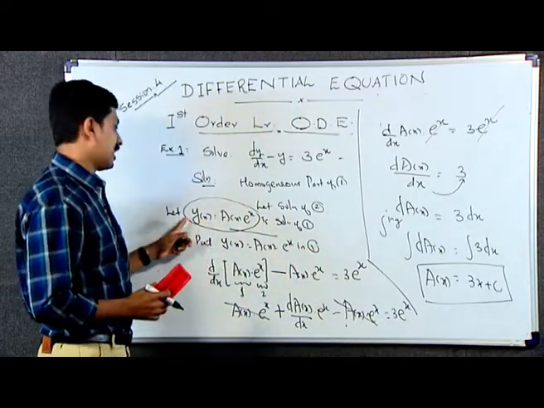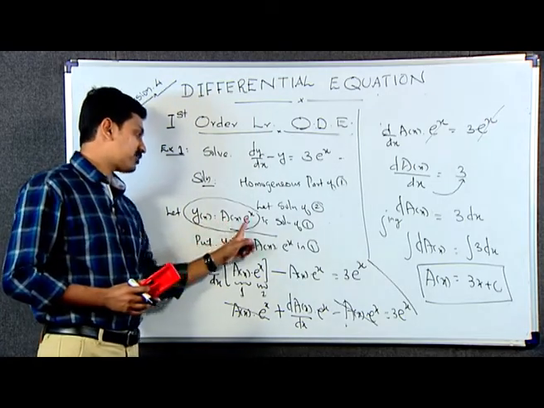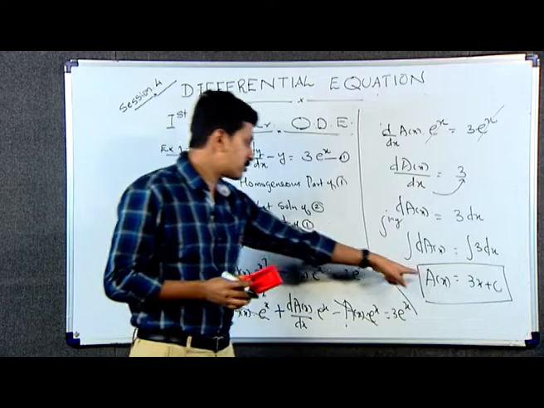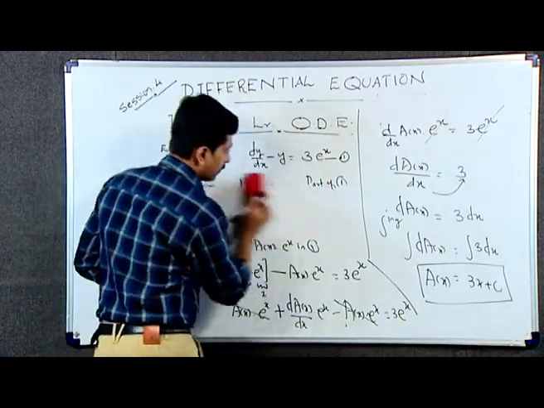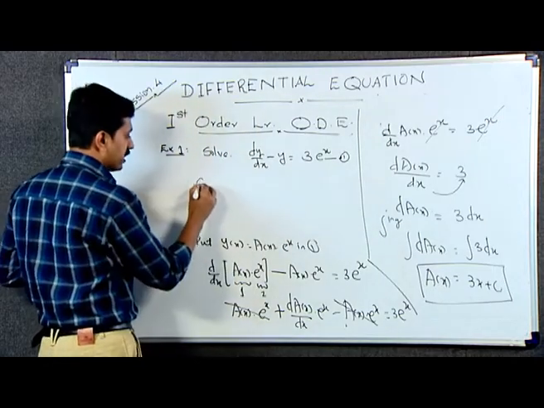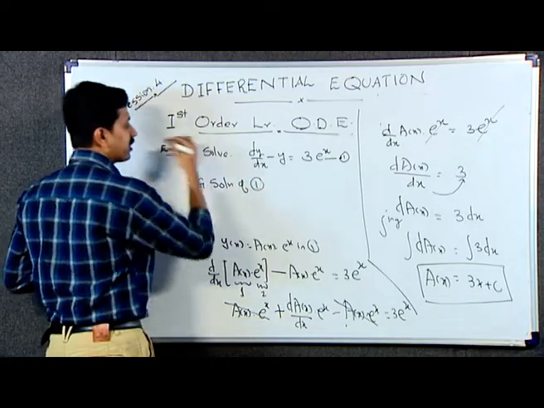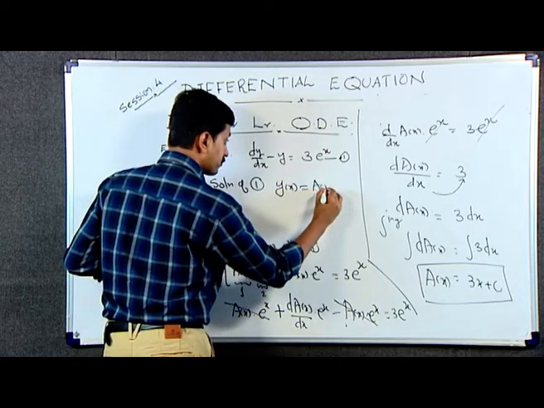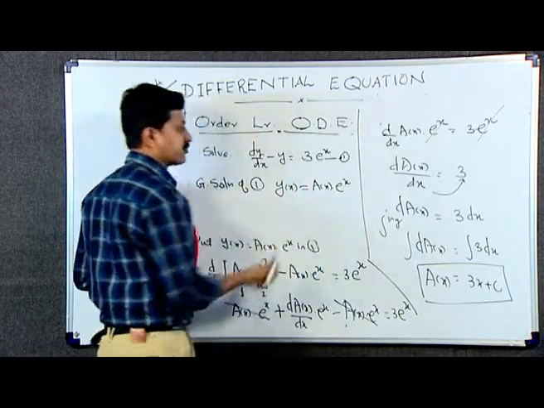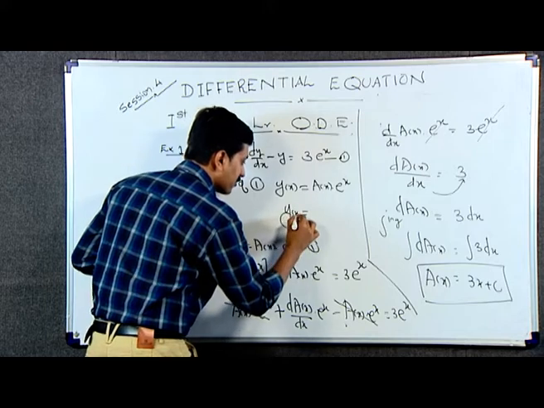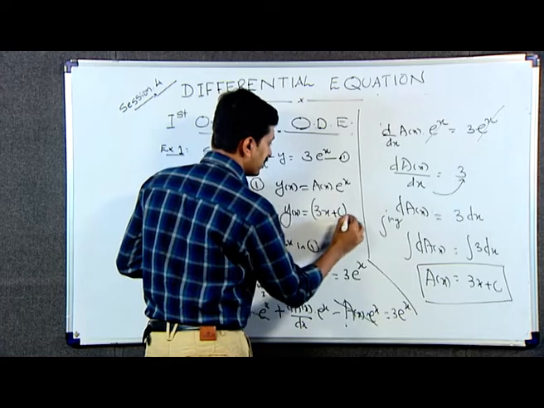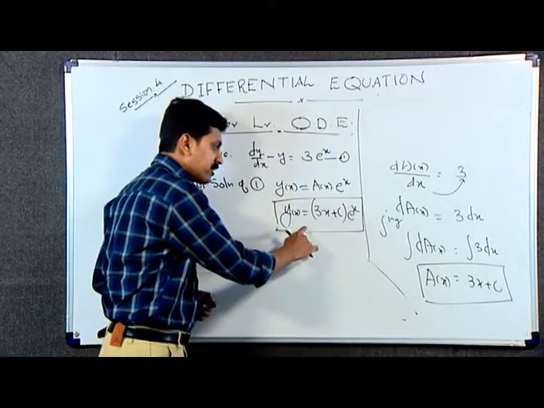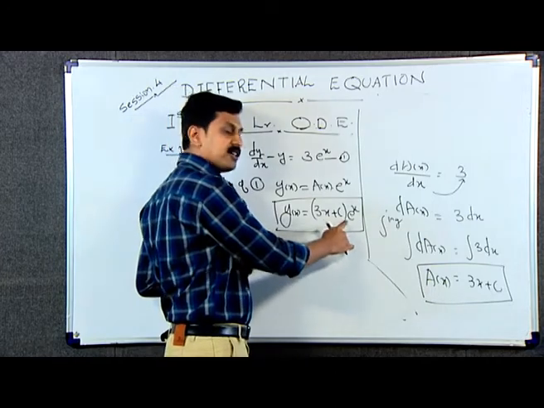Our assumption is that y of x is equal to a of x into e raised to x is a solution of the given differential equation 1. Now, we found a of x, that is why we can find the general solution. Therefore, the general solution of the given linear ordinary differential equation is y of x equal to a of x into e raised to x, that we assumed. We can rewrite this, a of x is 3x plus c, so y of x is equal to 3x plus c into e raised to x, is the general solution.